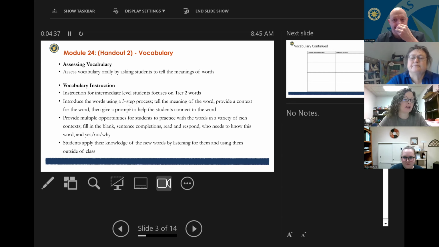Explaining, modeling, guided practice, and application. That's right. That's right. And that's going to be the same for all of that. And in the modules, we want to see you use those kind of STAR words when you're explaining stuff. We want to make sure that you're using explicit instruction for all of the categories.